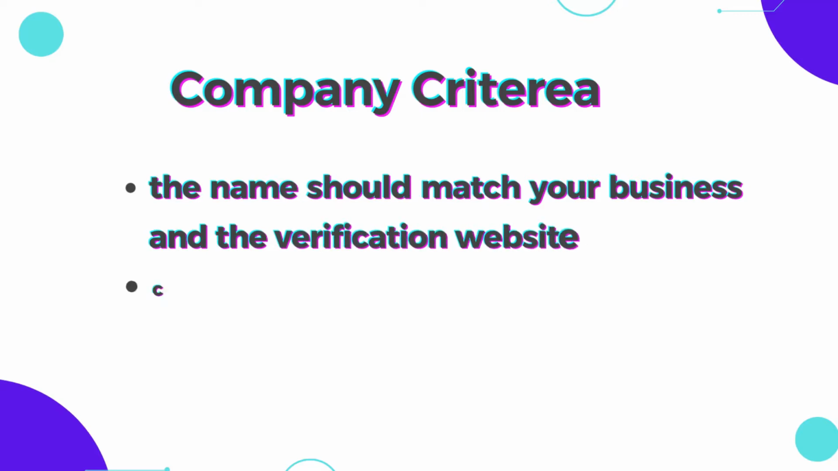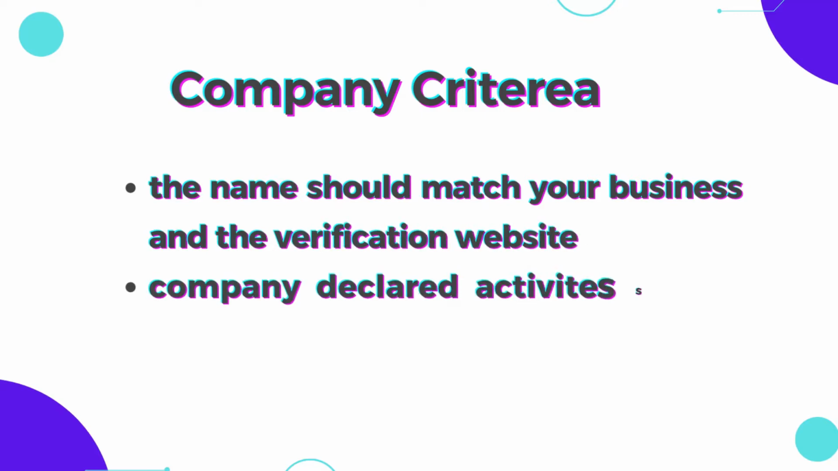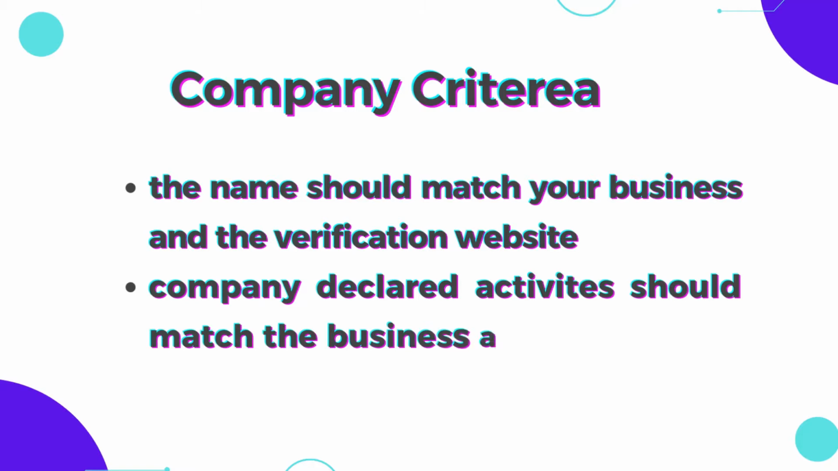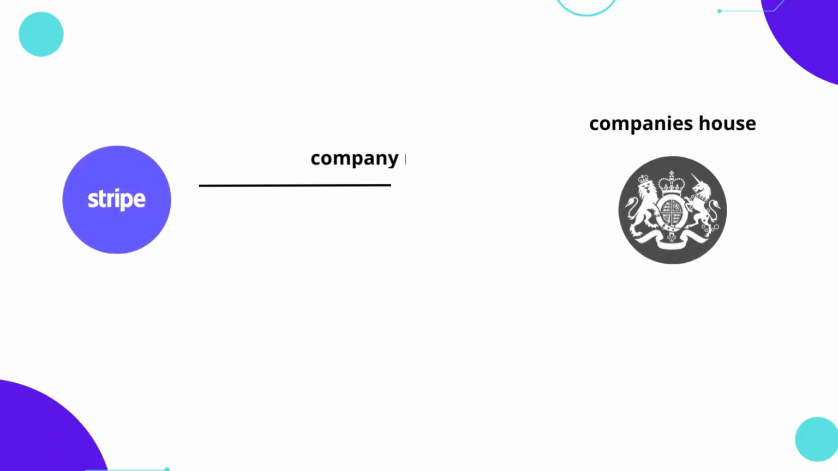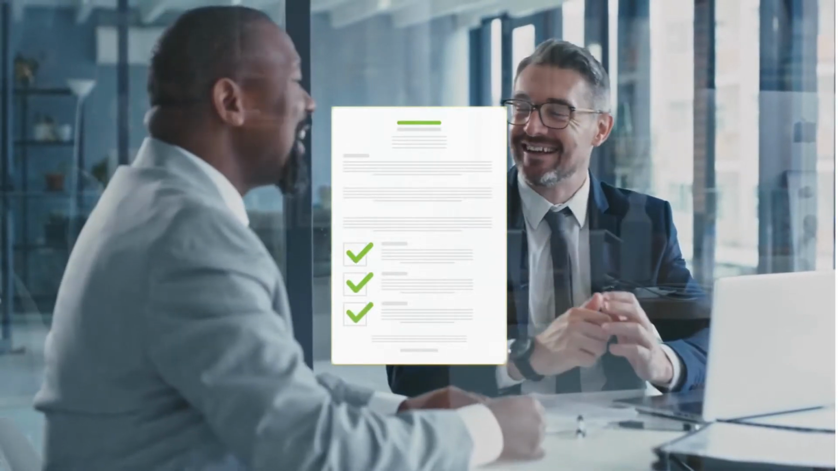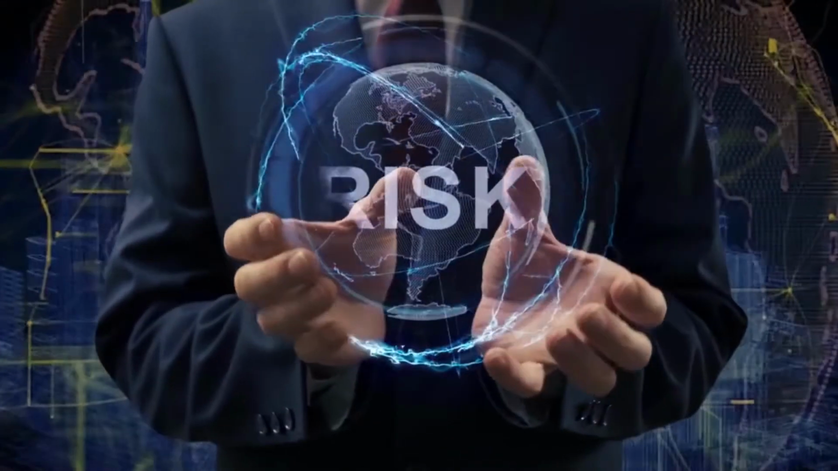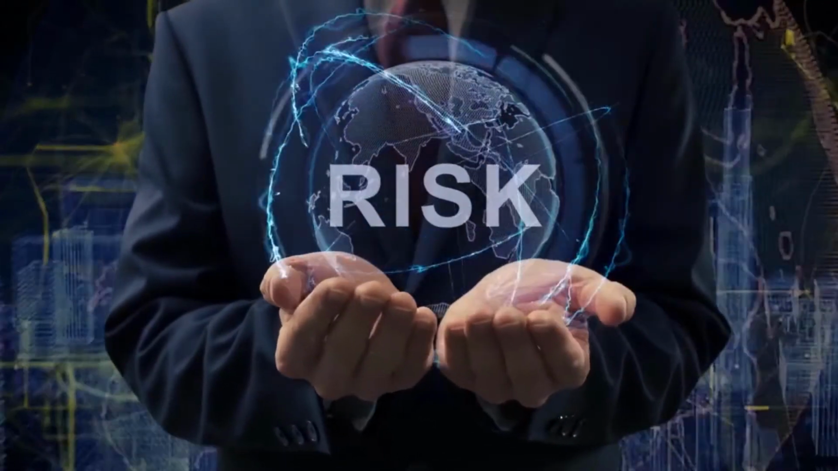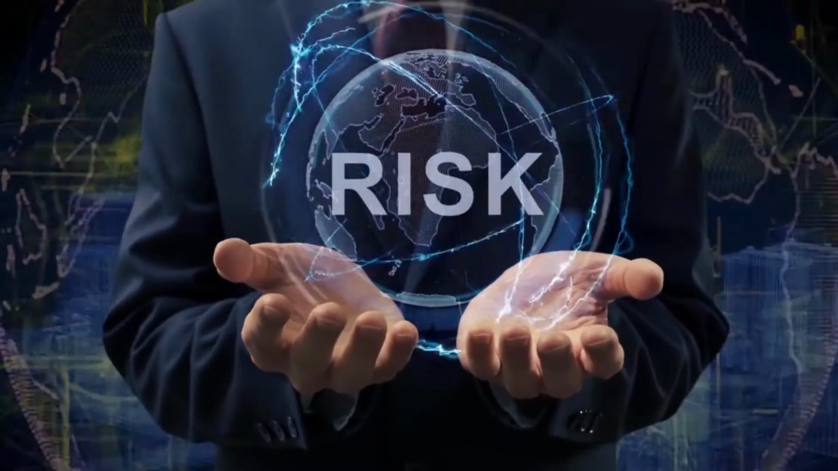There are also the activities that you announce in the company creation form, which must be coherent with the business model and the website provided to Stripe. Stripe can check these details using your company number, and the result of this check must be positive. Otherwise, your account will be at risk if it's not suspended at this time. Stripe will suspend it sooner or later.